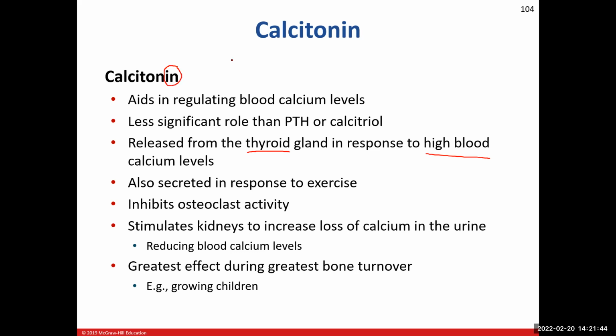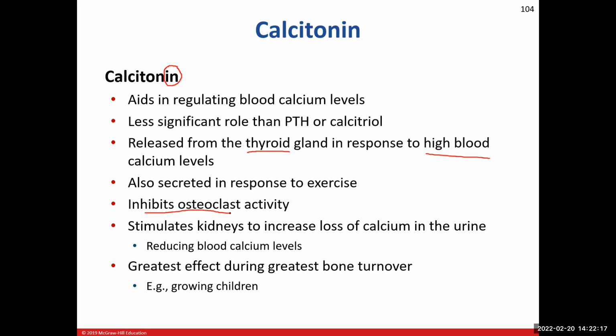Because your blood calcium levels are high, we have got to get those levels back down, undergoing that negative feedback loop. So how are we going to do that? How are we going to get calcium back into our bone tissue? Well, one way is we can inhibit the osteoclasts. If we inhibit the osteoclasts, they're no longer going to be breaking down the bone matrix, so there's going to be a stoppage of calcium being released from the bones.